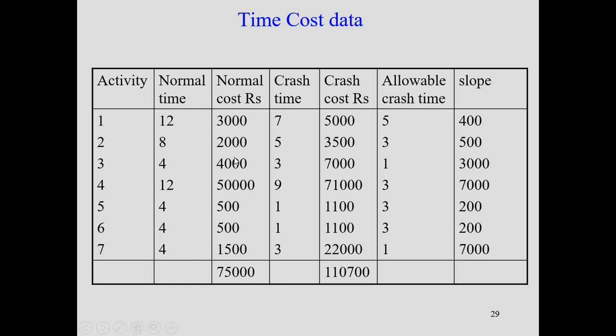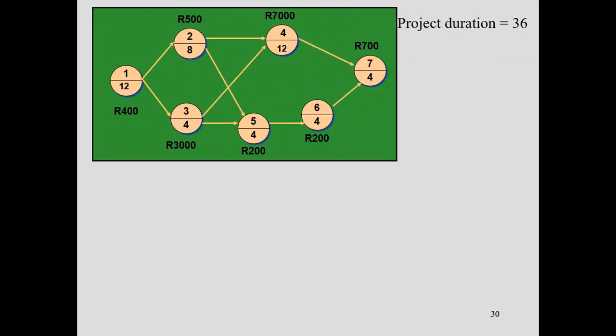So what you can see is that if you follow the normal cost, our cost will be something like 75,000. Whereas if you go for the crash, the same project can be completed at a cost of 110,700. But again, we have to keep in mind that crashing should be applied only to the critical activities. So our job is to find the critical activities first. Based on this network, we found that the total project duration is 36.